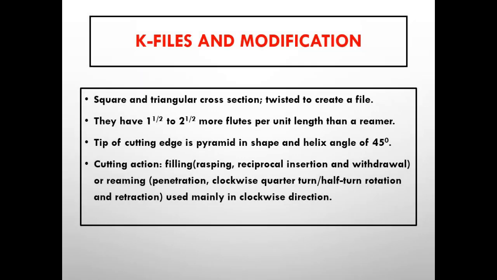And K files and modification. These K files are made from square and triangular cross section blanks, and they are twisted to create a file. They have 1 1/2 to 2 1/2 more flutes per unit length than a reamer.